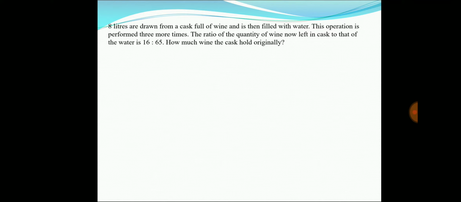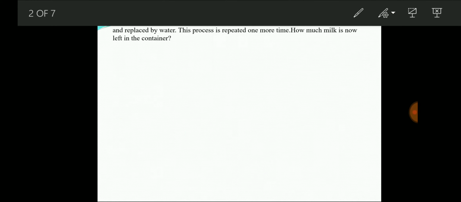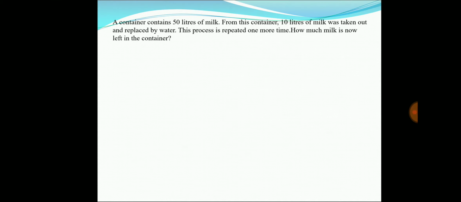There are a lot of complicated formulas involved. Let's not do that. Just go on to a very simple math that we know. So I'll try to explain this question with the first question that we have. So we'll go on to the first question now. What happens here is 50 liters, from which 10 liters of milk was taken out and replaced by water. This process is repeated one more time. How much milk is now left in the container?